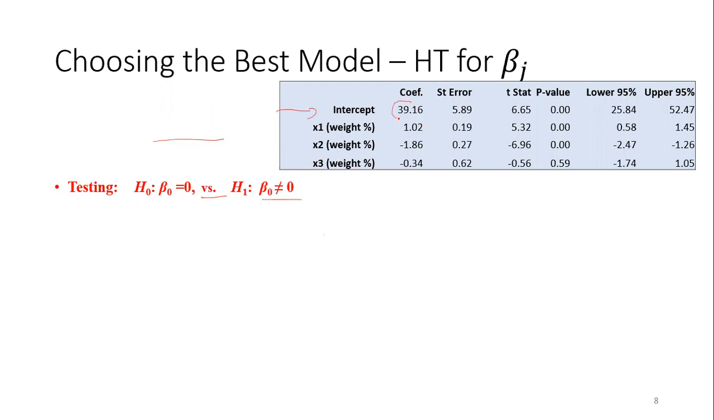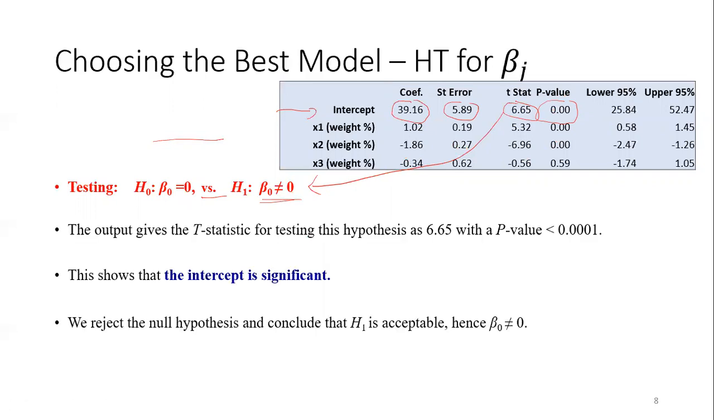The coefficient beta 0 is 39.16, its standard error is this, and this is the T observed of this hypothesis. Its associated p-value is 0. What does this mean? You can reject the hypothesis and conclude that beta 0 is not equal to 0. It shows that the intercept is significant, so we reject the null hypothesis.